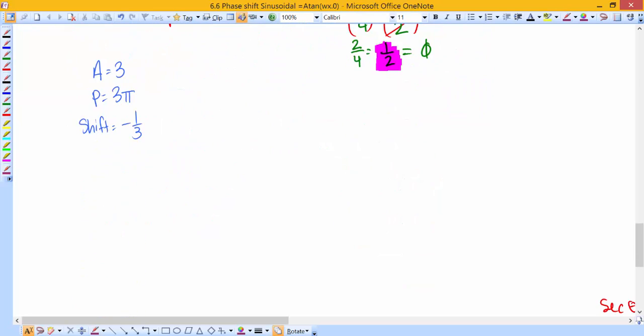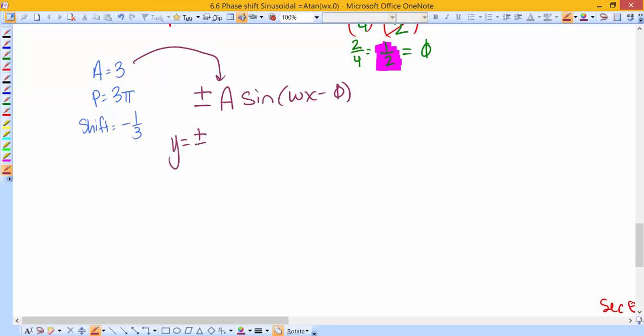All right, last one. Go ahead and write this down. These are the three things I'm given. So I'm going to start plus or minus amplitude, sine omega x minus phi. Amplitude. We know the amplitude. So plus or minus 3.